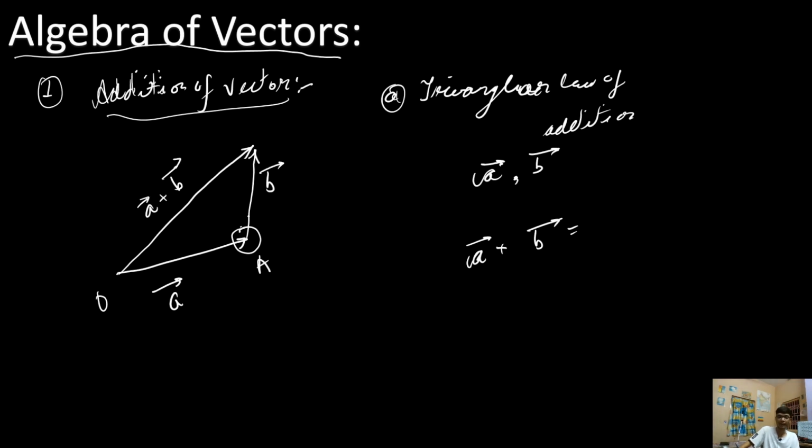So again I represent my statement: if you have a vector which is represented as A vector and B vector, and you take the tail of the second vector and join it with the head of the first vector, then in the figure which is left out, if you draw a vector from the tail of the first vector to the head of the second vector, you end up getting the result which is known as A plus B vector.